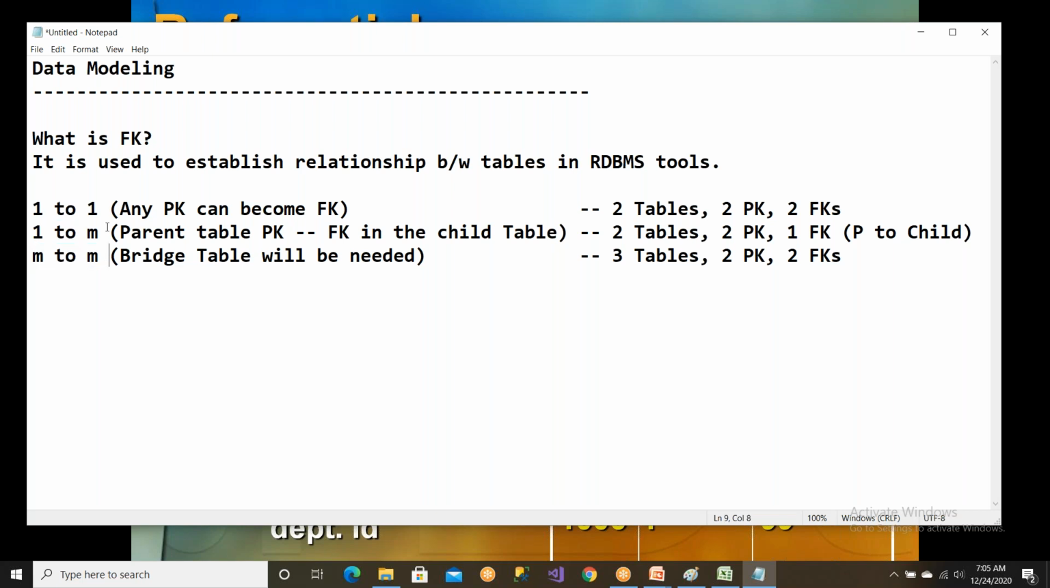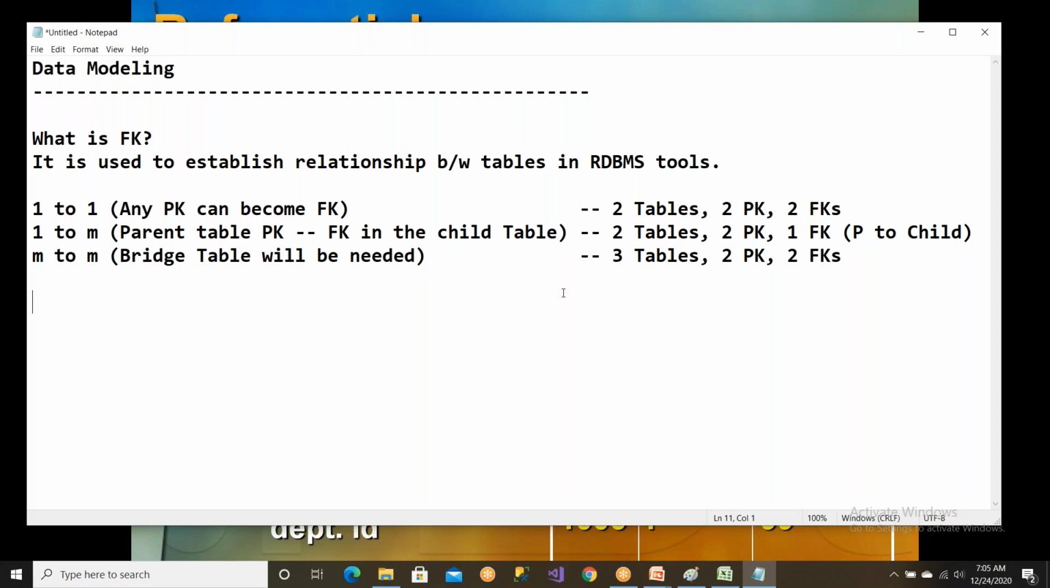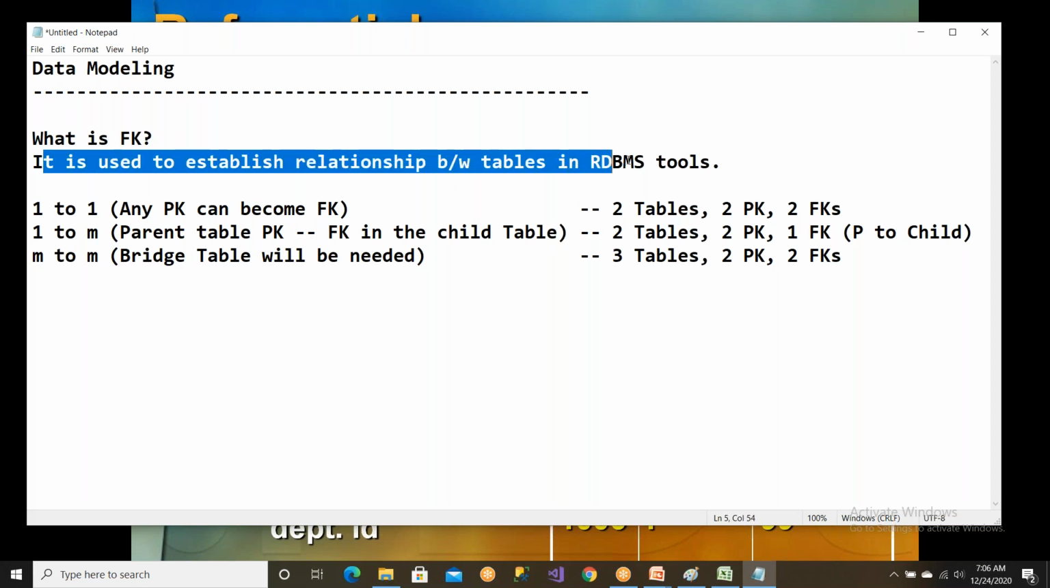So once you understand this, creating these things is called data modeling. So create a primary key, take a foreign key there. This kind of thing a technical person can do. So what can a technical person not do? You cannot decide whether this table is one to one, one to many, or many to many by blindly seeing the table structures. No, you need to know the business, understand the business, then you can decide this. Am I clear? So data modeling is very, very important. It is used to establish relationship between tables.